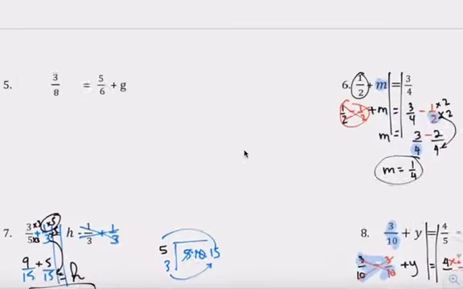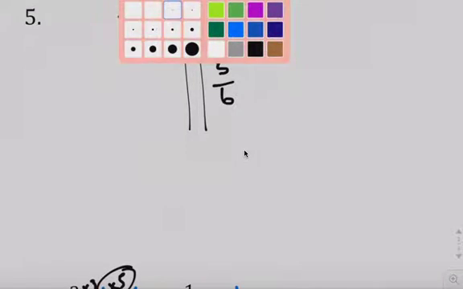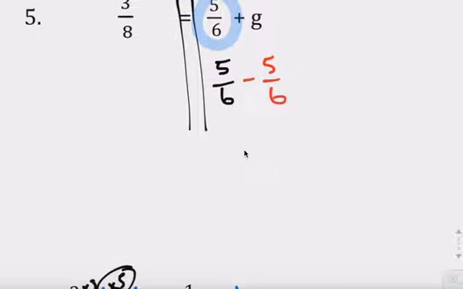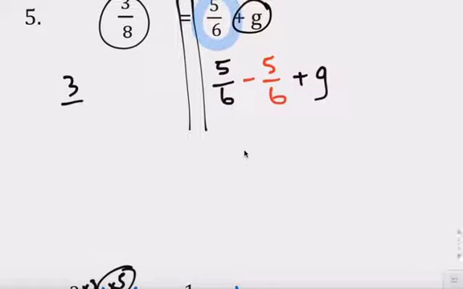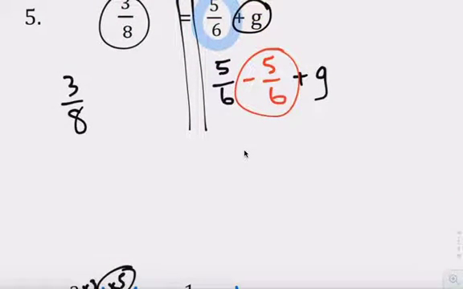Number 5, you need to make the number on the variable side equal to 0. Make that equal to 0. You get 5 over 6. How do you make that equal to 0? You minus 5 over 6. Bring down that plus g. Okay, so you got 3 over 8 here. You have to also do the minus 5 over 6 on this side.